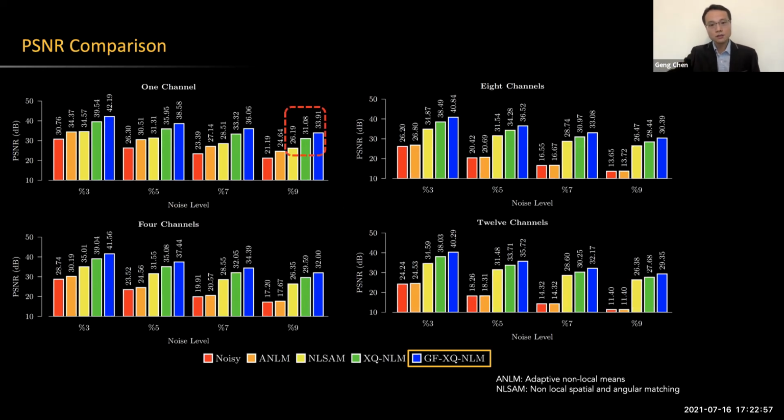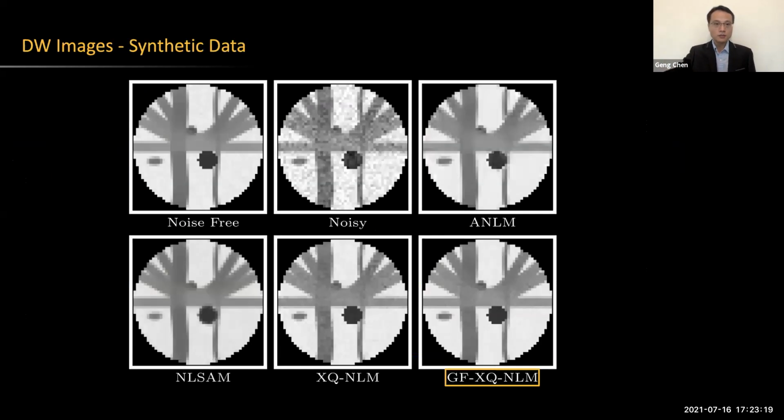In particular, when single channel non-central noise with a noise level of 9% is adopted, our method outperforms the second best method by a large margin of around 2.8 dB. This is a visual result for diffusion weighted images based on the synthetic data.